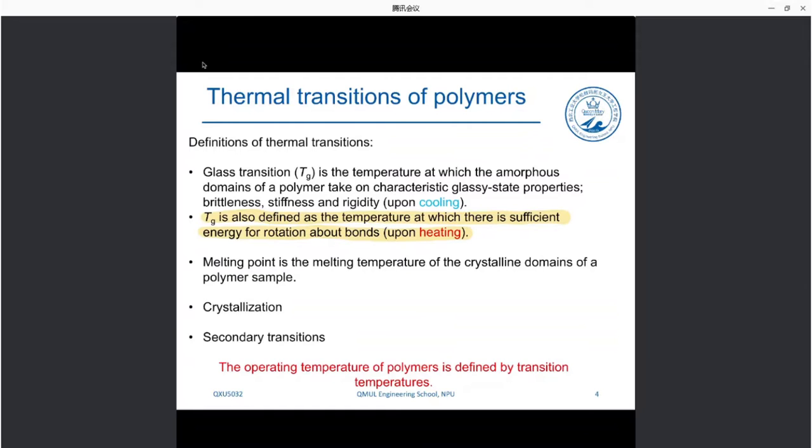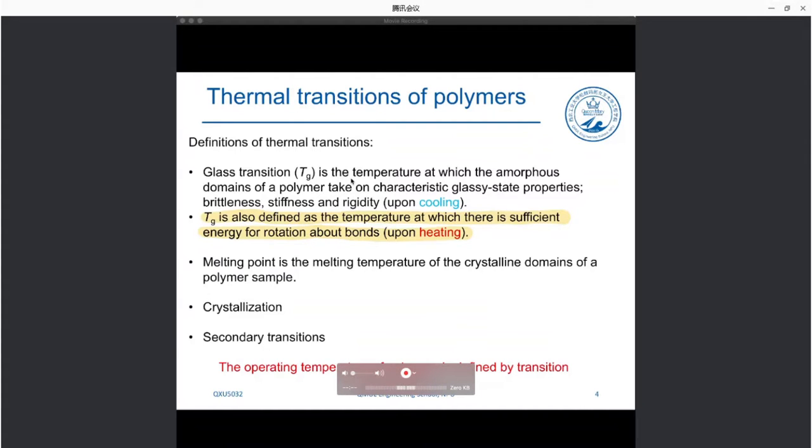We want energy to make the molecules move, because below the glass transition, the chains are frozen. The chains do not move at all. So they're locked in there, and because they're locked in there, the polymer is stiff. It is hard. But when we provide thermal energy to the chains, when we heat it up essentially, we make the molecules move, and then there is enough energy for rotation around bonds.